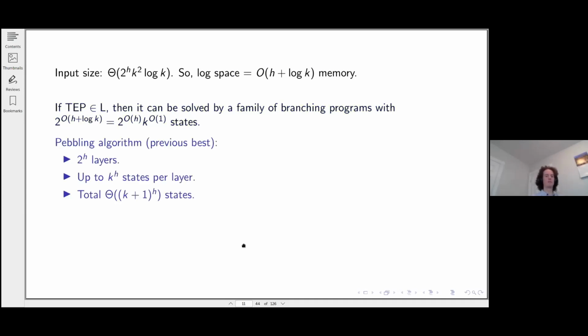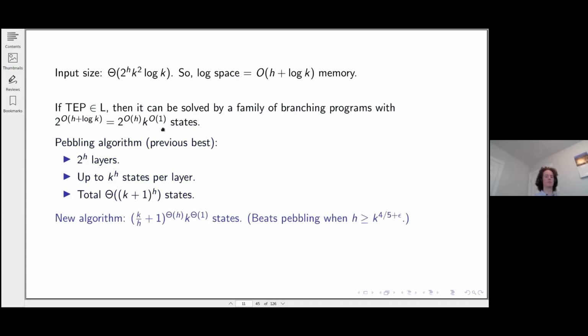So let's look at the pebbling game in this context. The pebbling algorithm has a branching program with 2 to the h layers. The number of states in each layer varies up to k to the power h, and if you do some careful arithmetic, you'll find that the total number of states, if you add them up, is on the order of k plus 1 to the power h. So k to the power h is more than k to a constant. So this pebbling algorithm is effectively not a log space algorithm.